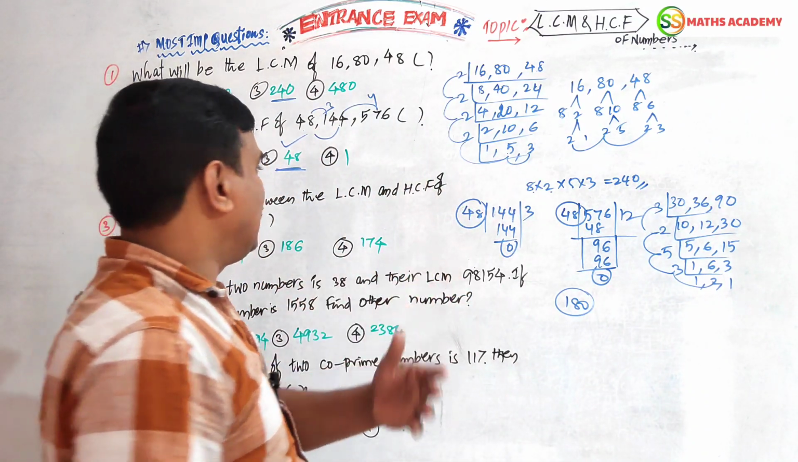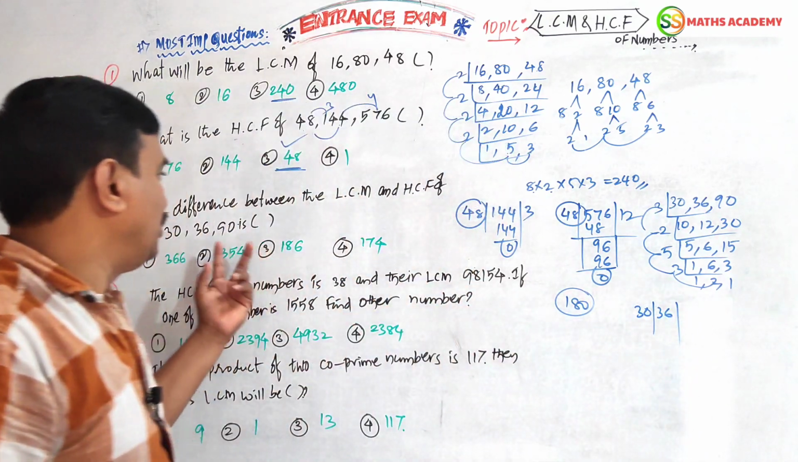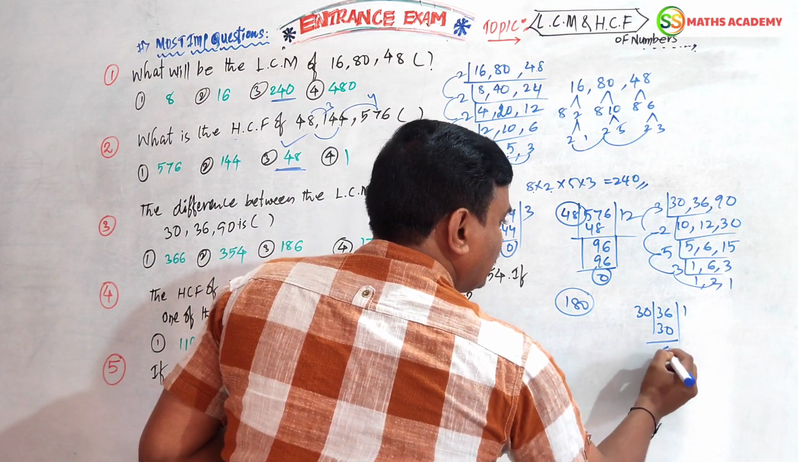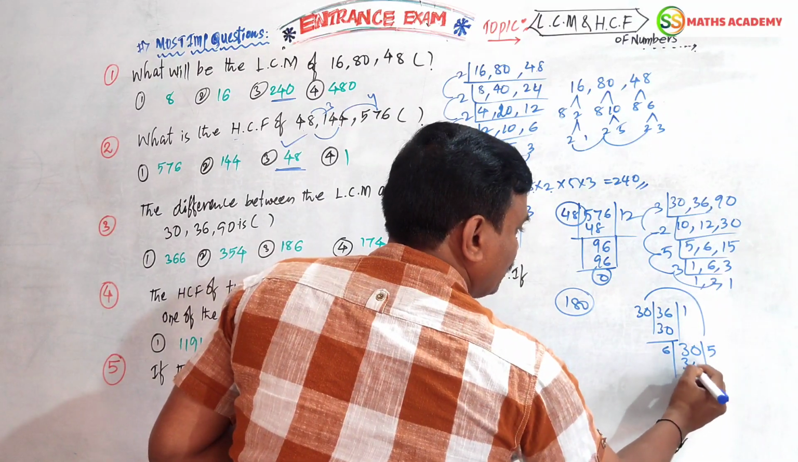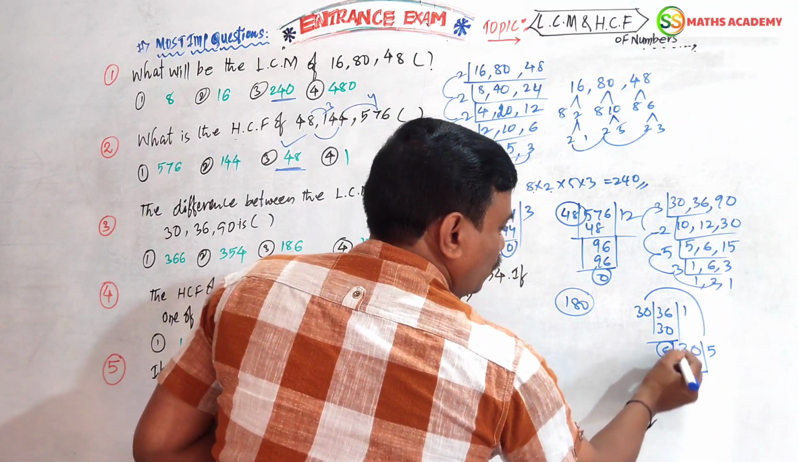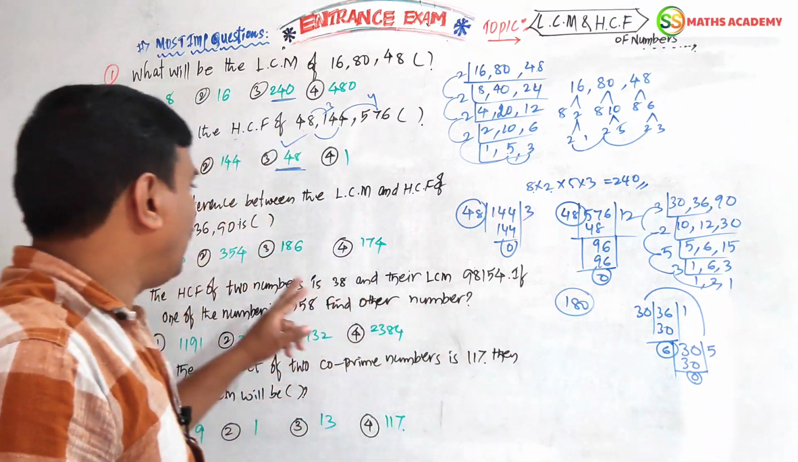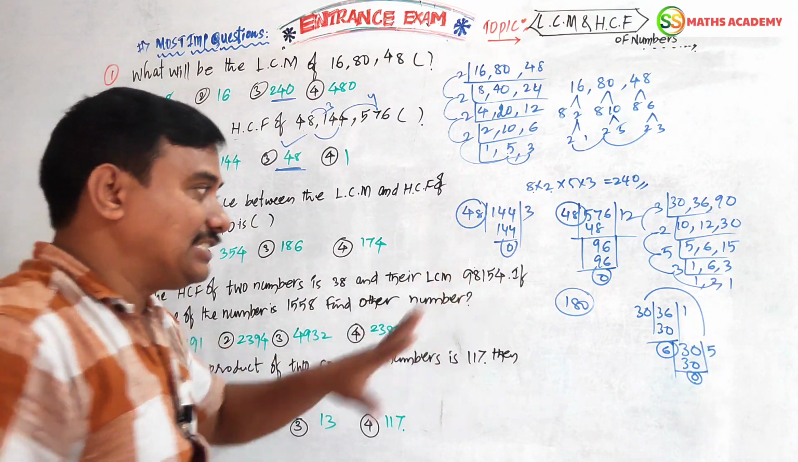LCM is 180. Now HCF. I am going to take 30 and 36, any two numbers. 36 divided by 30 is 1, remainder 6. Now 30 comes here. 6 fives are 30, remainder 0. So 6 is the HCF. The 6 will also divide 90. So that is the reason 6 is the HCF.